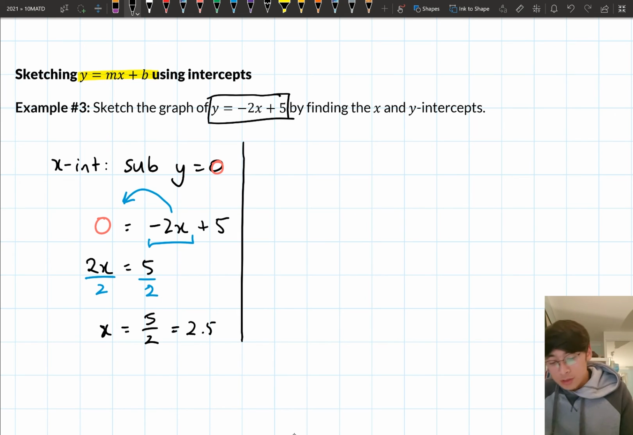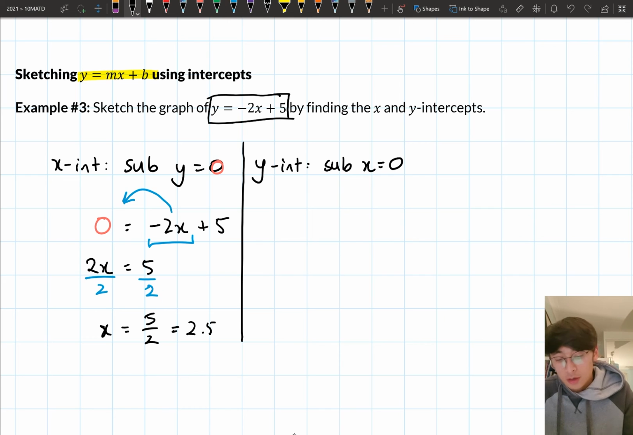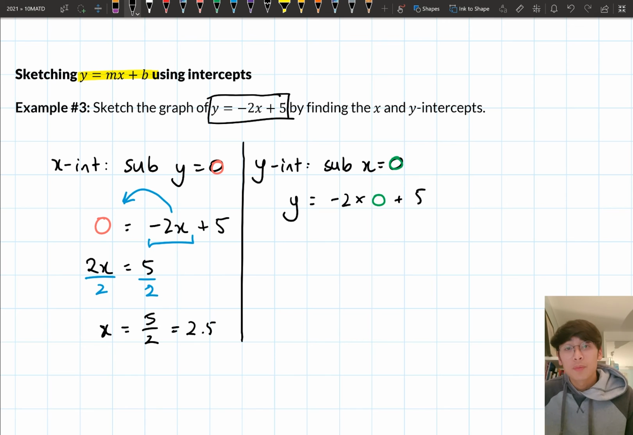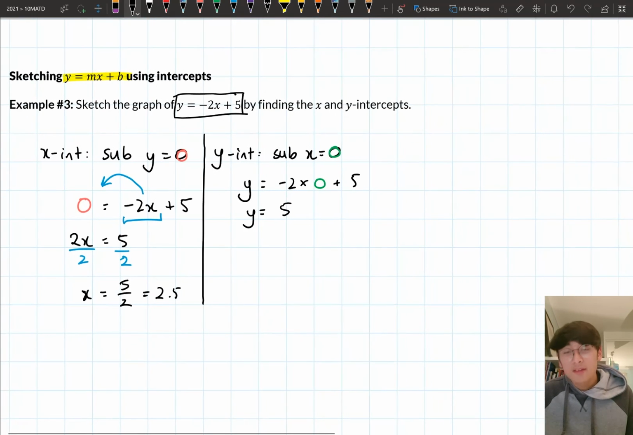We found the x-intercept, and we still need to find the y-intercept. So here we're going to substitute x is equal to 0. I'm going to go to my rule and substitute x is equal to 0. So here I've got y is equal to negative 2 times 0 plus 5. Negative 2 times 0 is 0, and I'm left with y is equal to 5. And so those are my two intercepts: x is equal to 2.5 and y is equal to 5.